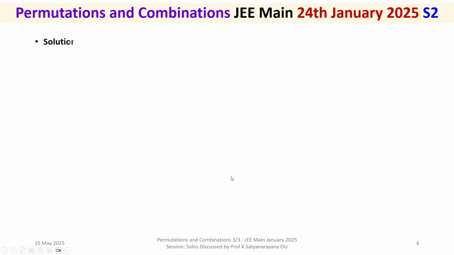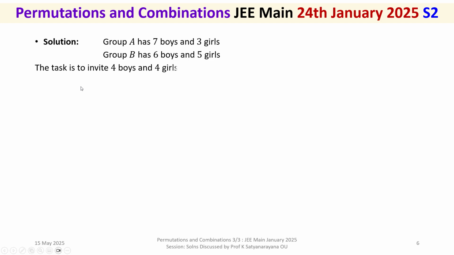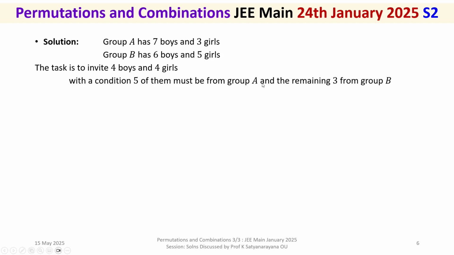We now discuss the solution of the problem in detail. We have the Group A and it has 7 boys and 3 girls. We have Group B, it has 6 boys and 5 girls. What is the task? The task is to invite 4 boys and 4 girls with a condition: 5 of them must be from the Group A and the remaining 3 from the Group B.